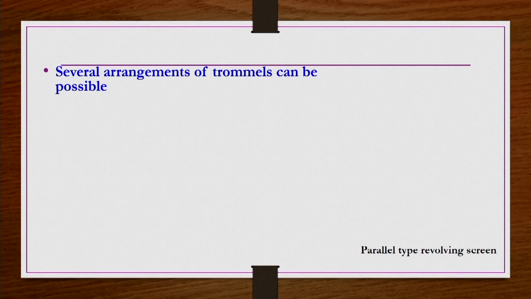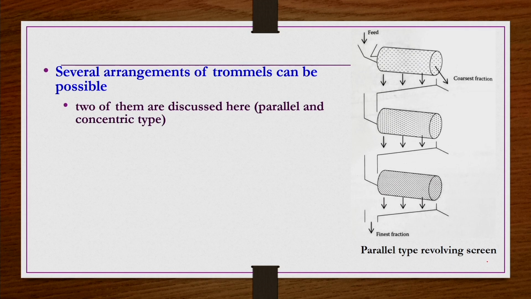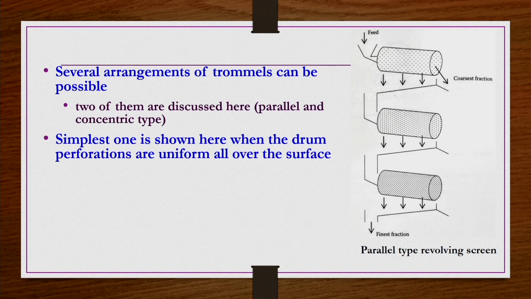We can have multiple drums revolving screen. Several arrangements of trommels are possible, and two of them are discussed here. One is the parallel type revolving screen and the other is the concentric type revolving screen. In the parallel type revolving screen, a pictorial representation is given here. The simplest one is shown here, when the drum perforations are uniform all over the surface.